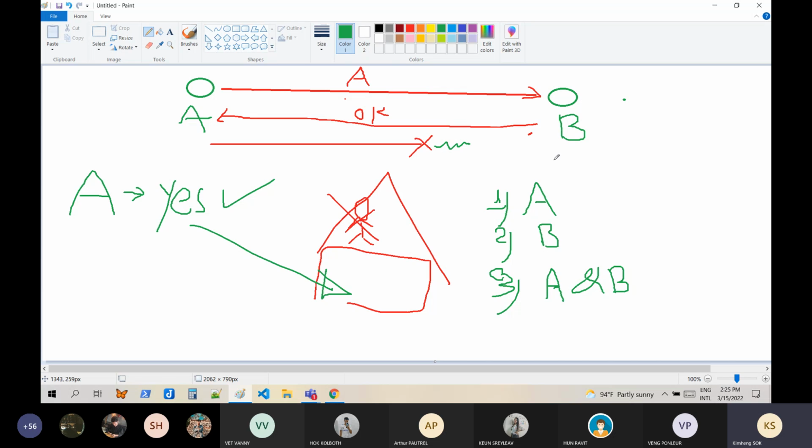Okay, but do B go to attack or not? For example, like you see here, A want to attack. Okay, B said, okay, I attack too, but I wait for you to confirm me. Okay, and then A did not confirm. What will happen? Does B go to attack or not?